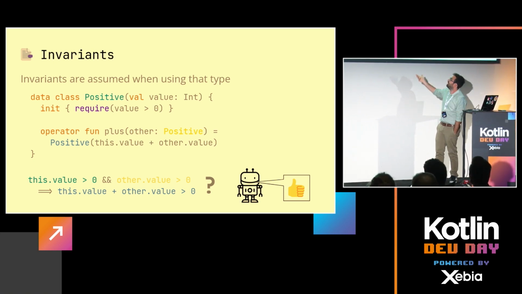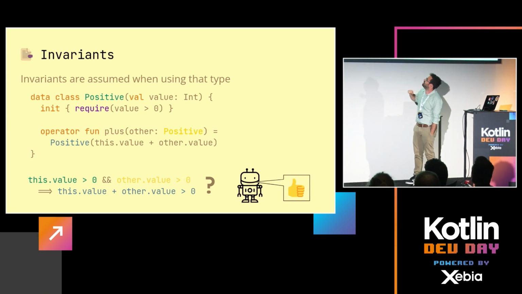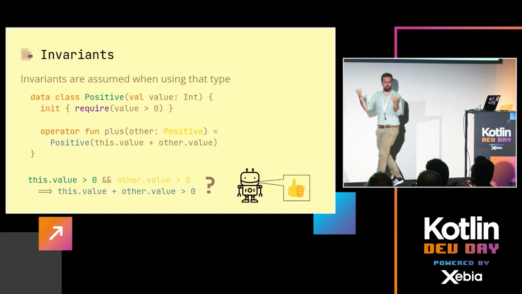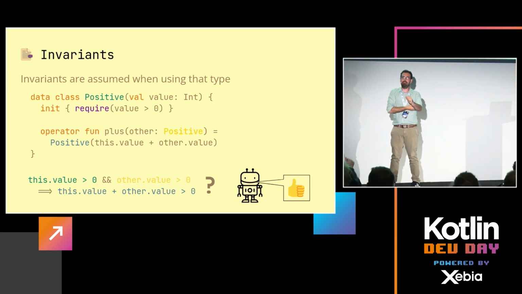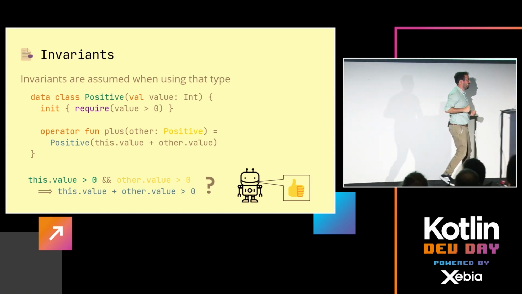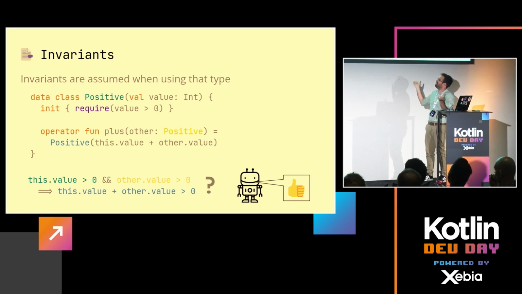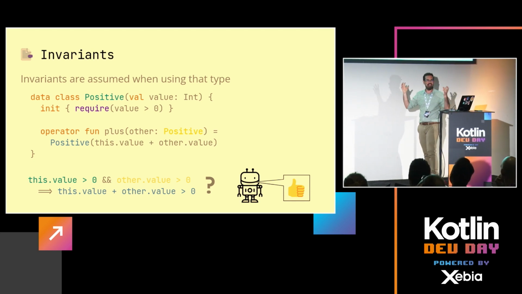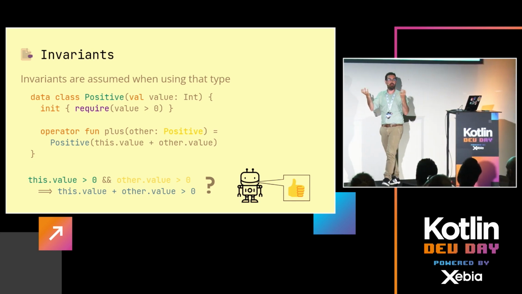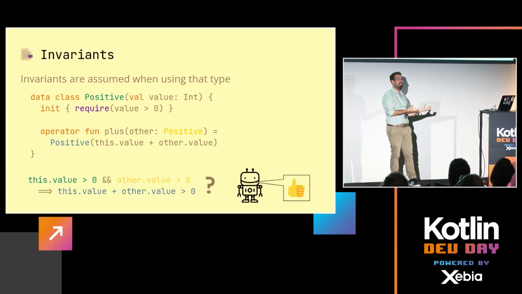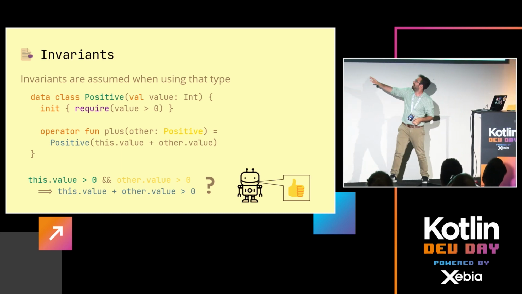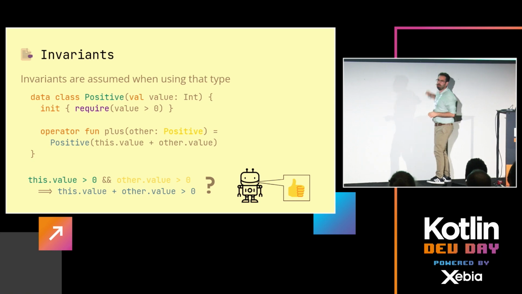For example, I have my positive number here, and I define an operator to add. So I have two positive numbers, and this is able to know, well, if you add two positive numbers, the result is also a positive number. Because, well, we attach all of these things, and the robot says yes.